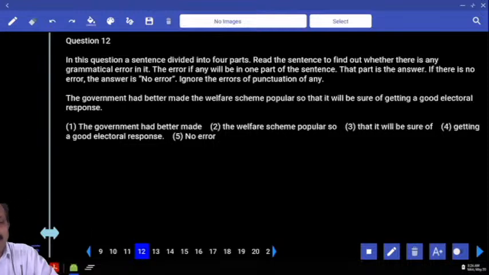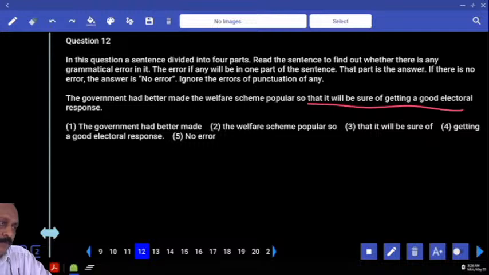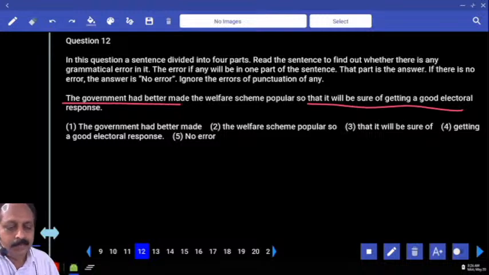The government had better made the welfare scheme popular so that it will be sure of getting a good electoral response. Underline, so that it will be sure of getting a good electoral response. This refers to present or past or future. Now, where do you think the error is? First part, how does it go? Had better made, or what will you say? Have better made or has better made?